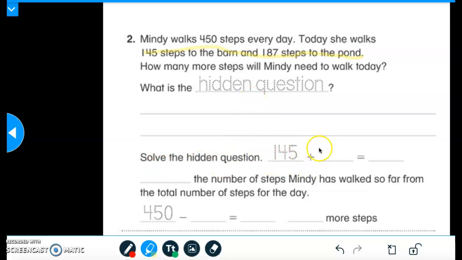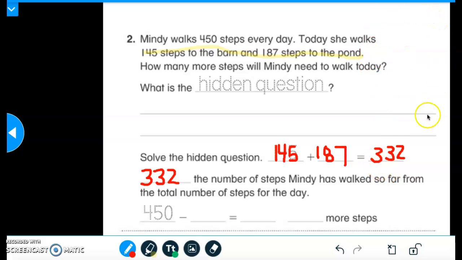So 145 plus 187. If I were you, I would write this out vertically or do it on a piece of paper. So I'm going to hurry and solve that for you now. What I did here is I added the number of steps that she has taken. So I added 145 plus 187. 5 plus 7 is 12. I had to regroup that. 8 plus 4 plus 1 is 13. Had to regroup that. 1 plus 1 plus 1 more is 3.